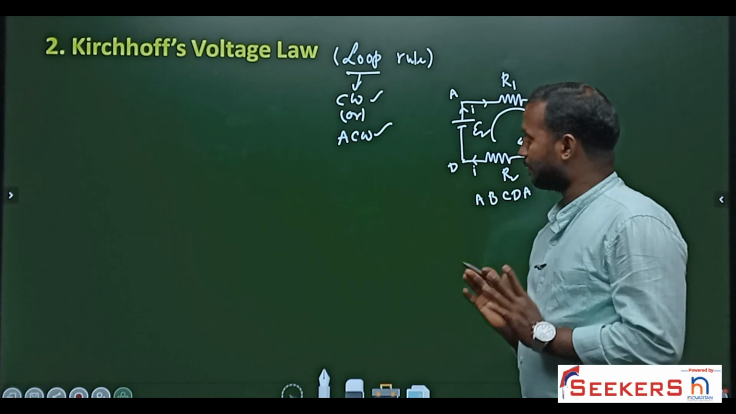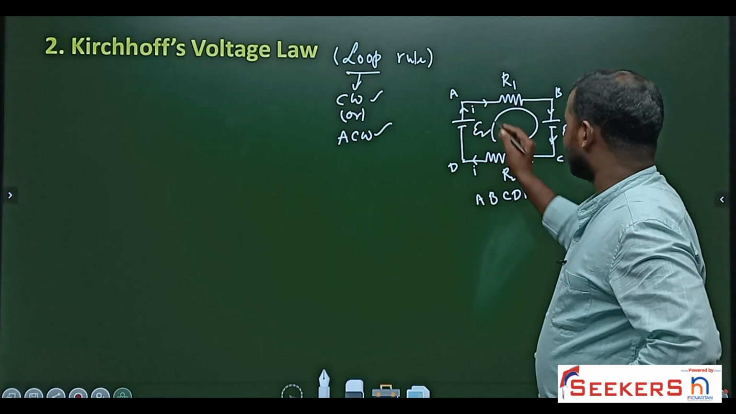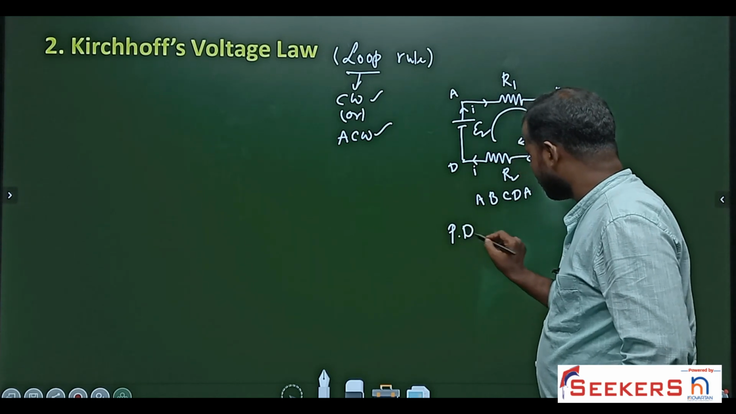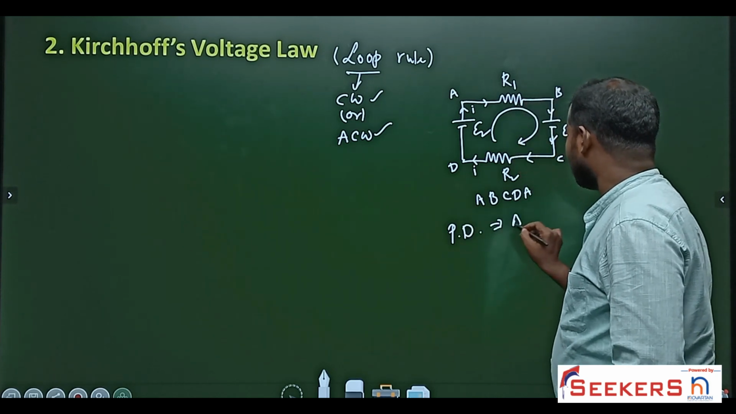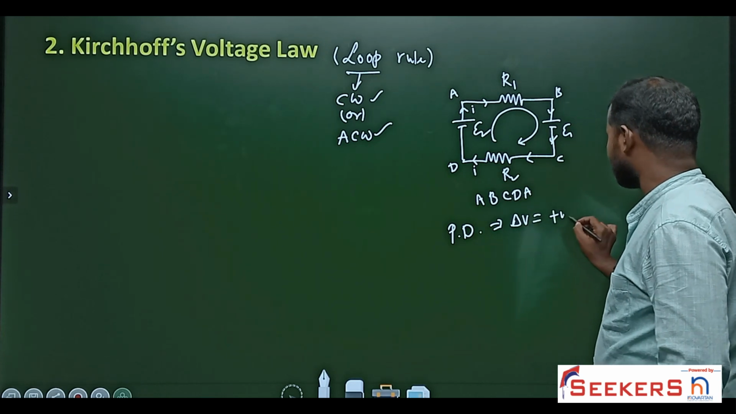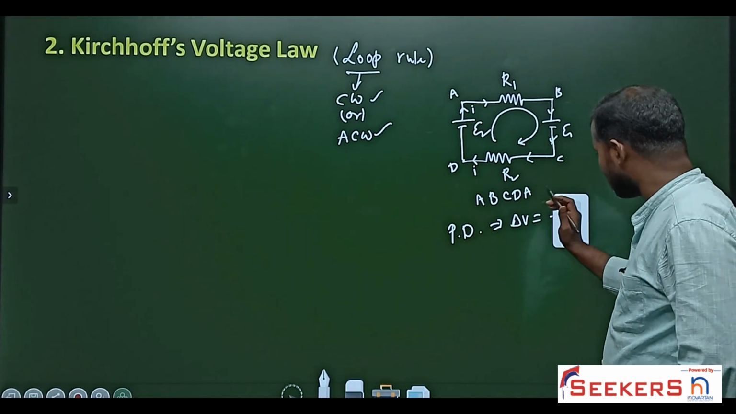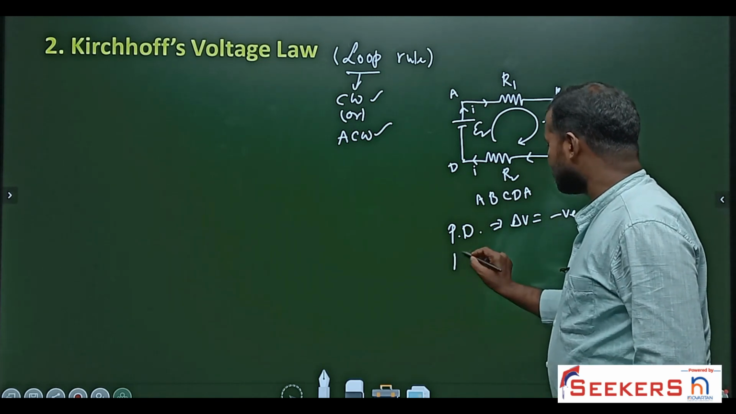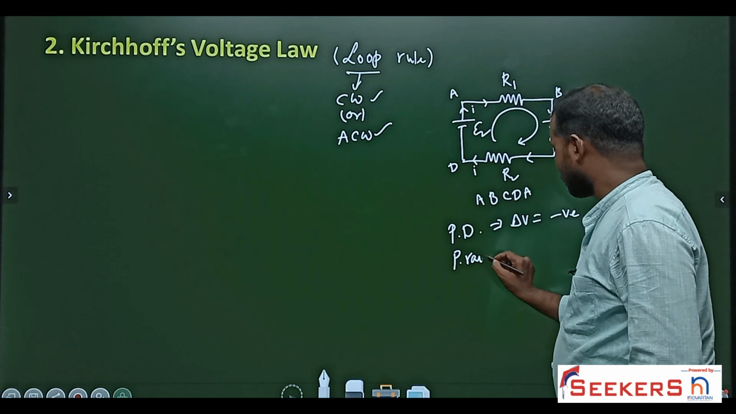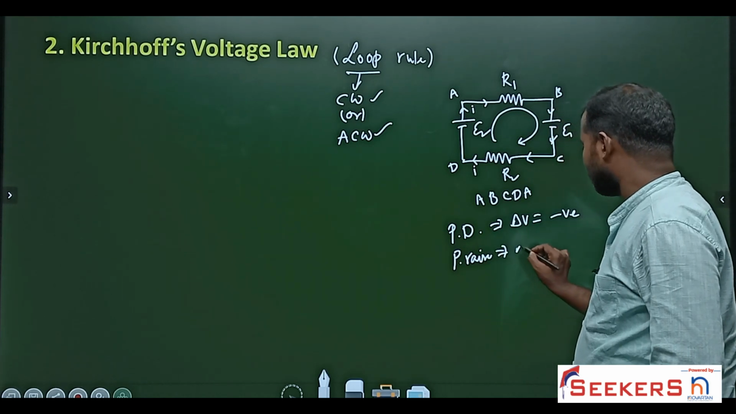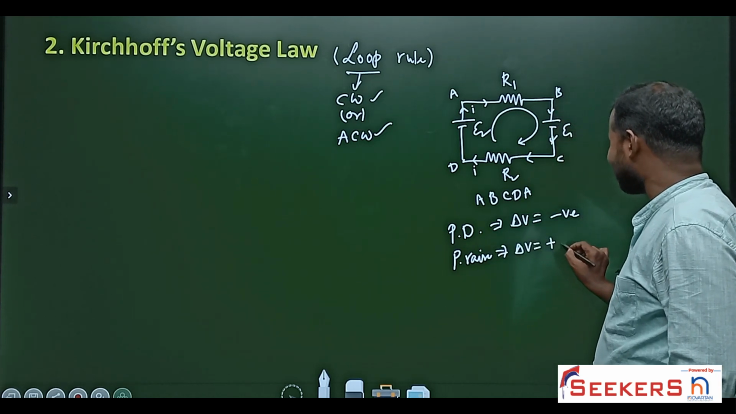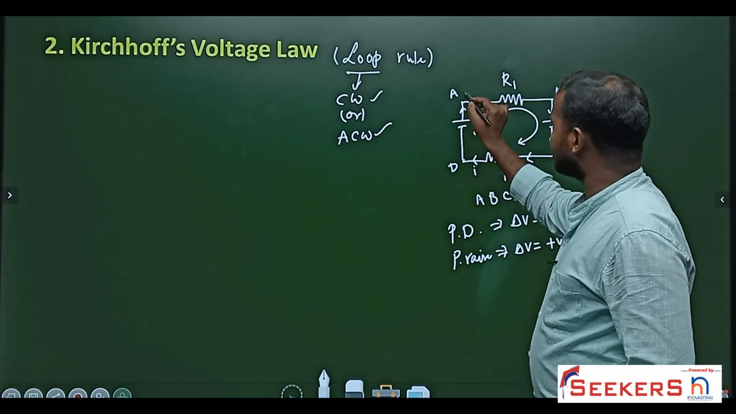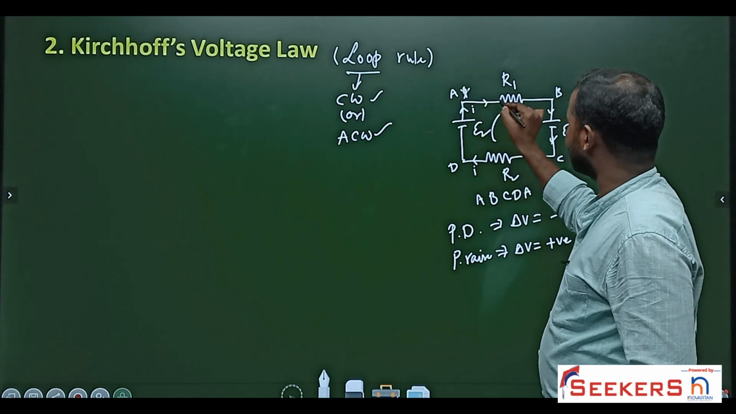Now you have to remember that potential drops in the direction: whenever there is a potential drop, then delta V, you have to consider it as negative. A potential drop is a negative. Whenever there is a potential rise, then you have to consider delta V as positive. Now try to see this. Now I started moving myself in this path, like this.